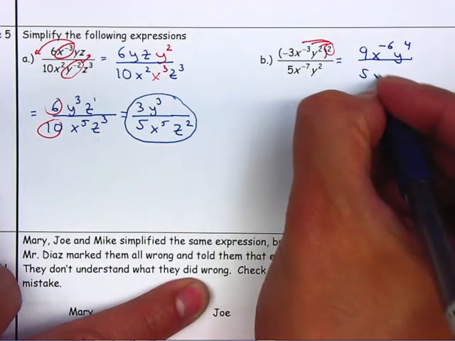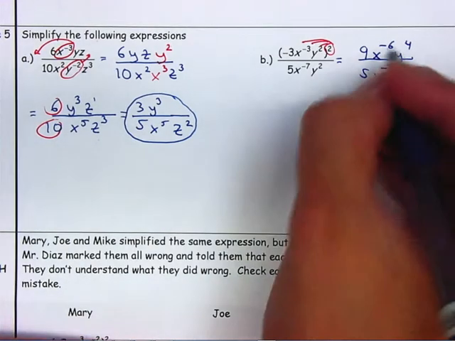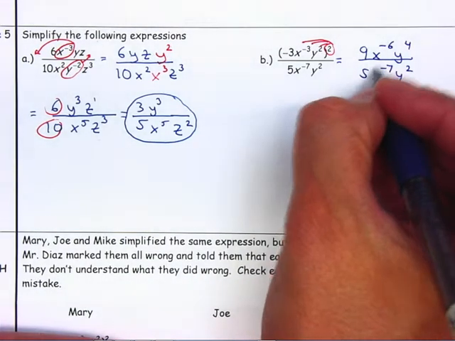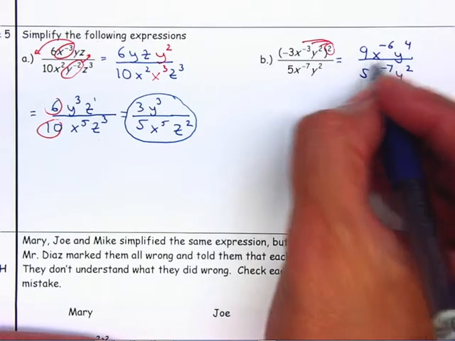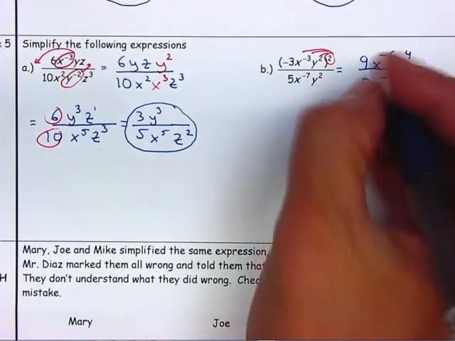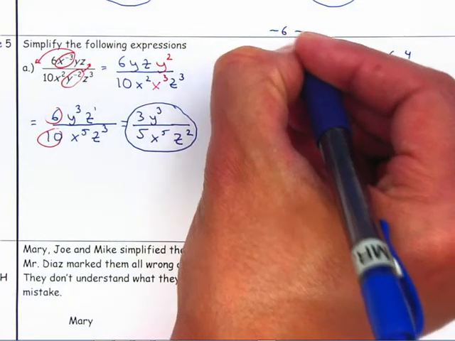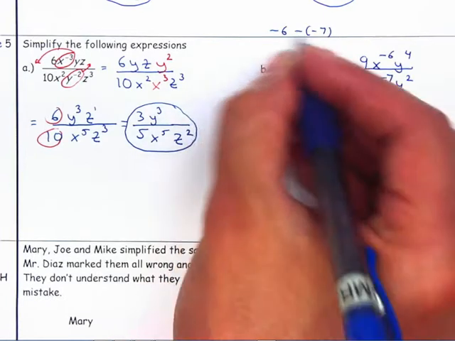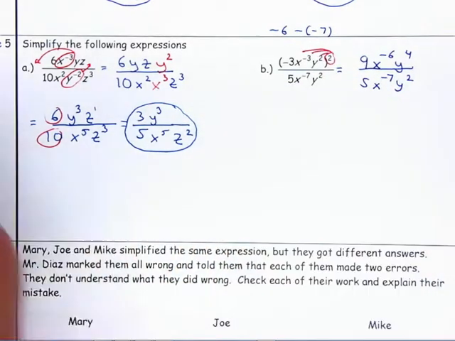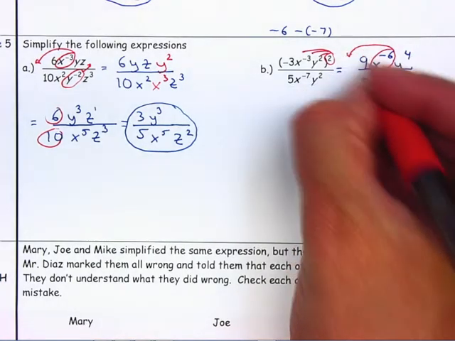Denominator, we have 5, x to the negative 7, y to the 2. I must switch the exponents. Now, if you don't want to switch them and you just want to subtract, you can, but you just have to be very careful. This will be negative 6 minus 7, so it will be negative 6 minus negative 7. And that will give you the exponent. But usually whenever I have an exponent that's negative, I prefer to switch them around.